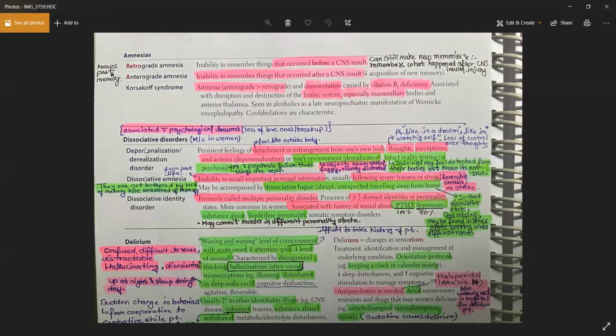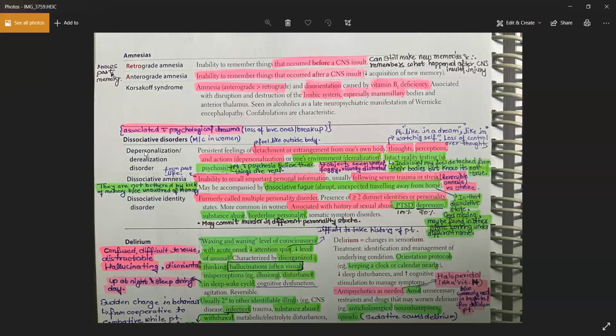And now you have the dissociative disorders. Okay, all these disorders happen after some kind of emotional trauma or a psychological trauma, I must say, like sexual abuse, okay, or an attack. Or after a loss of someone the patient loves. Okay, after a breakup, maybe. So all these conditions are associated with some kind of psychological trauma.